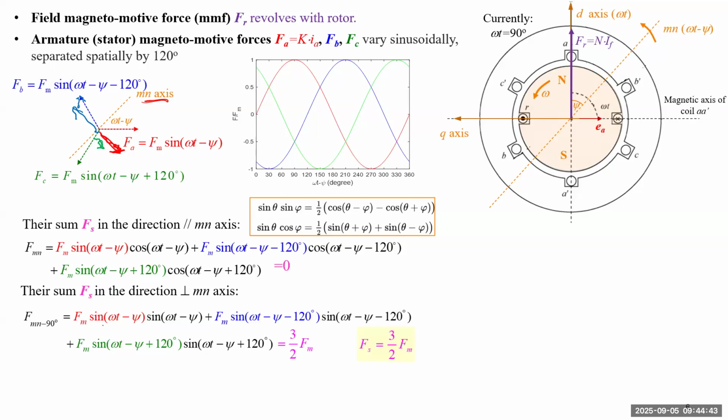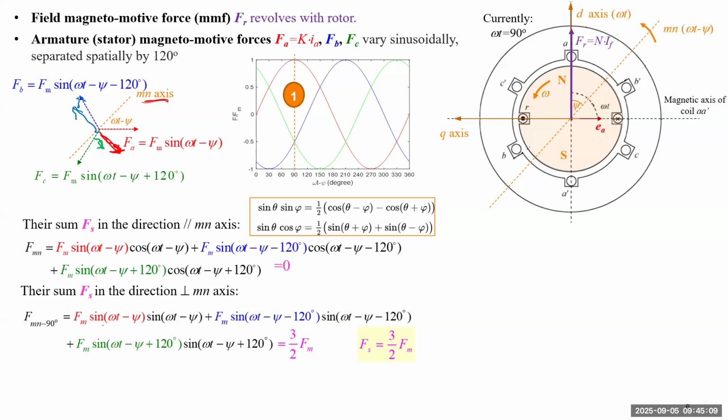So finally, the total magnetomotive force, no matter which direction it's pointing to, always has the same value. So this will be constant. It will have a constant magnitude under steady state condition, and the direction is orthogonal to the MN axis.